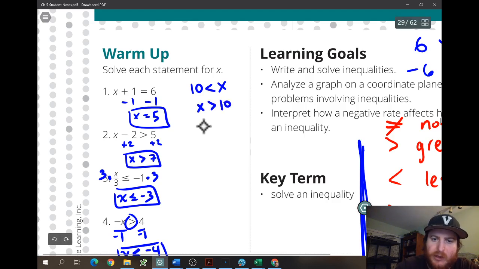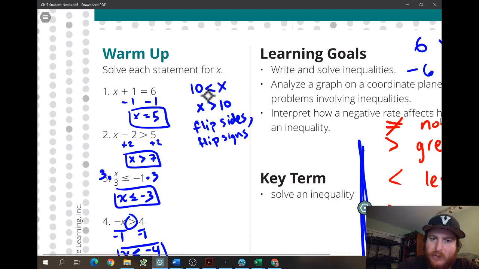And you can always do this. You can always flip sides. When you flip sides, you flip signs. That's what I remember: when you flip sides, you flip signs. It's like reading it backwards, right? If I read this backwards, the less than would become a greater than 10. X is greater than 10 reading it backwards.